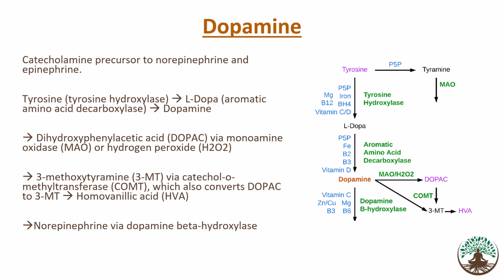Second, dopamine can be converted into 3-methoxytyramine, or 3-MT, by catechol-O-methyltransferase, or COMT, which also converts DOPAC to 3-MT, which is ultimately degraded into homovanillic acid, abbreviated HVA. Third, dopamine can be converted into norepinephrine by dopamine beta-hydroxylase. These steps and associated cofactors or precursors will be important as we move forward with our evaluation.